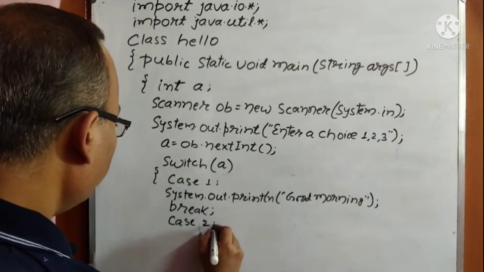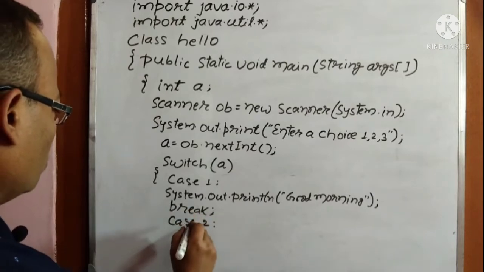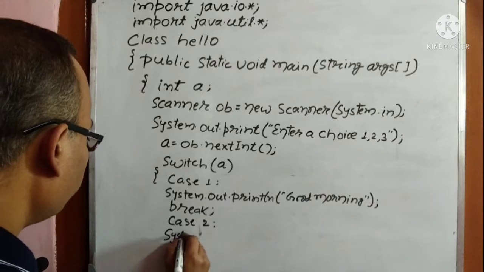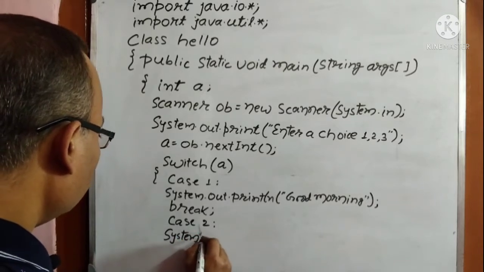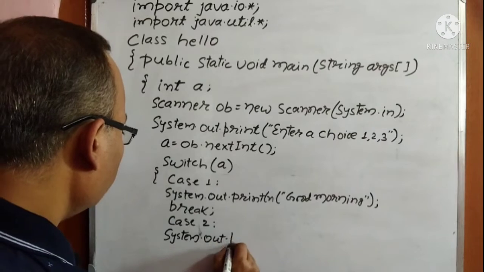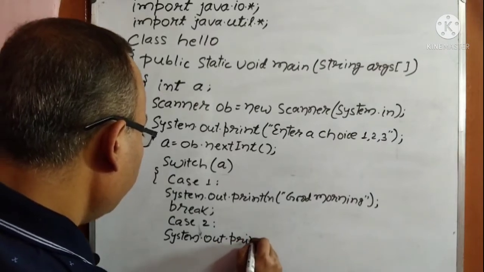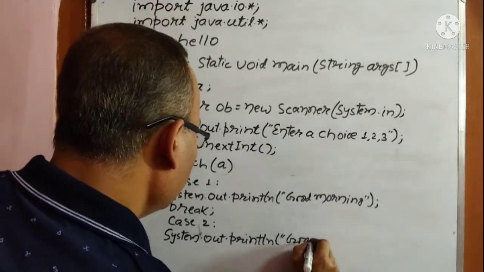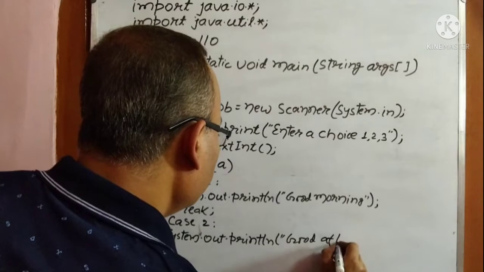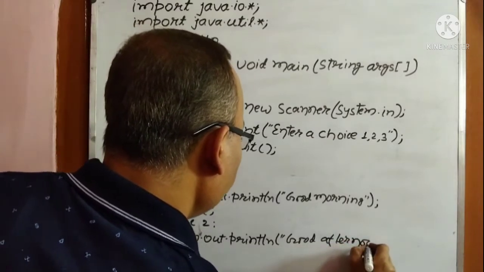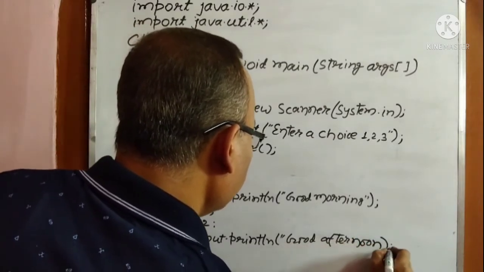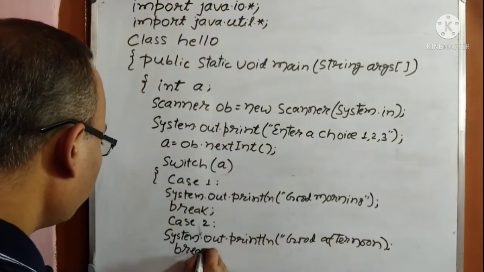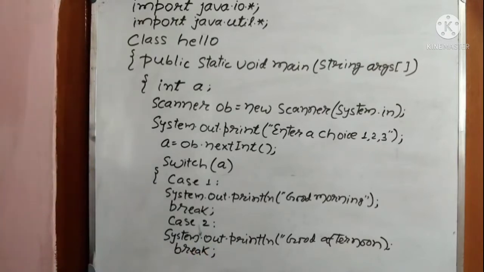Case 2. If user enters 2, then case 2. Then I am printing System.out.println. What I am printing? Suppose good afternoon. Good afternoon. Clear? Then what you have to write? Break. Okay.